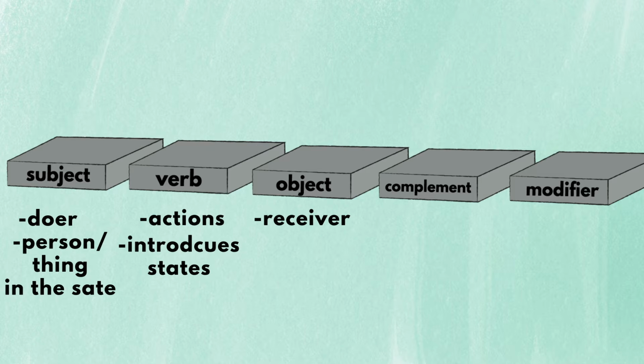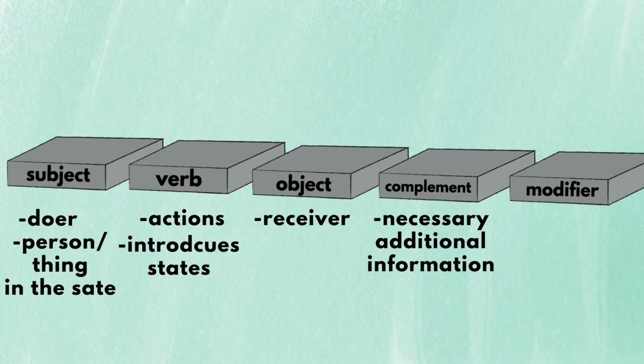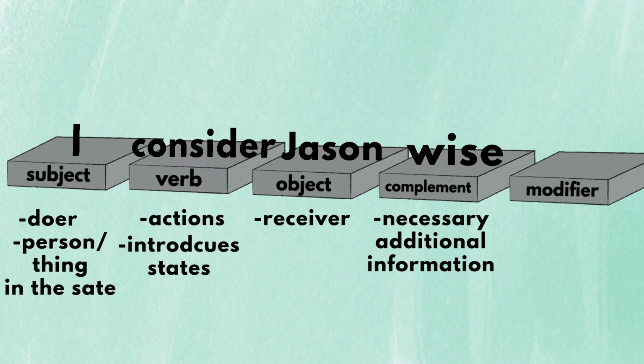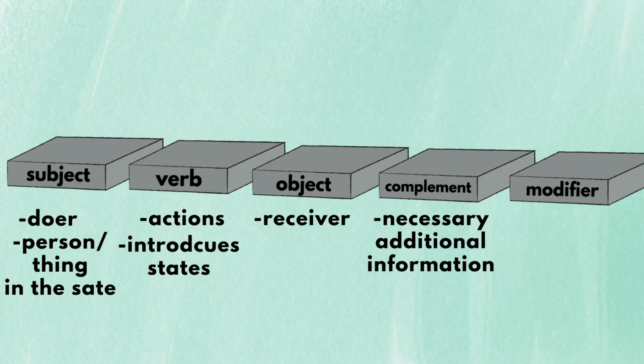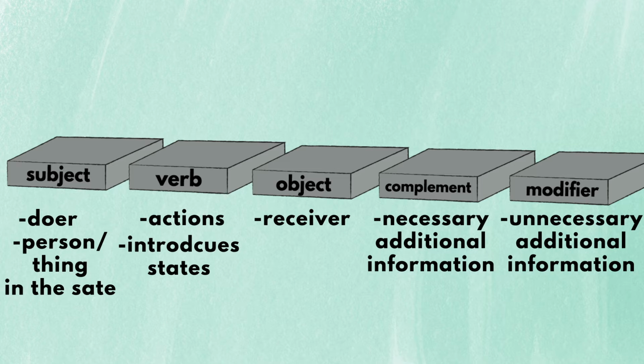Next, the complement is the necessary information that you must provide due to the meaning of the verb. For instance, take the sentence I consider Jason wise. Due to the meaning of the verb consider, you have to give additional information on what you think of Jason. In this case, the additional information is the word wise. Lastly, there's the modifier, which offers unnecessary additional information.